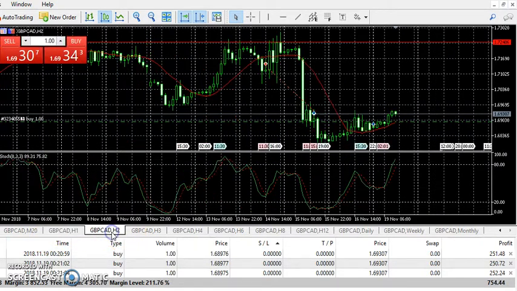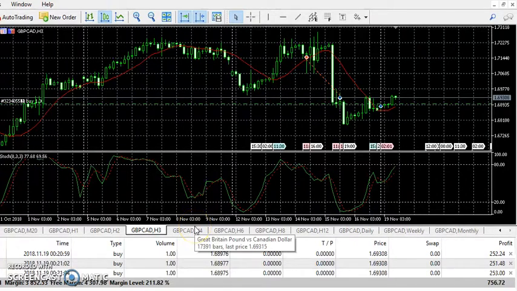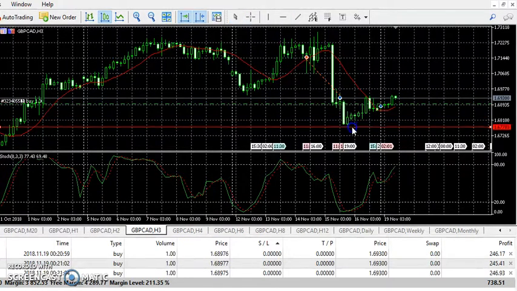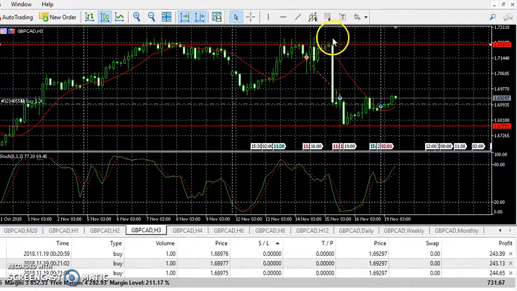So let me plot some of these levels. I have a supply level up here, as you can see. And the demand level was right here. As you can see, the market reverted exactly at this point, and the market left exactly at this point. So we have a strong level of supply in this area and a strong level of demand in this area.